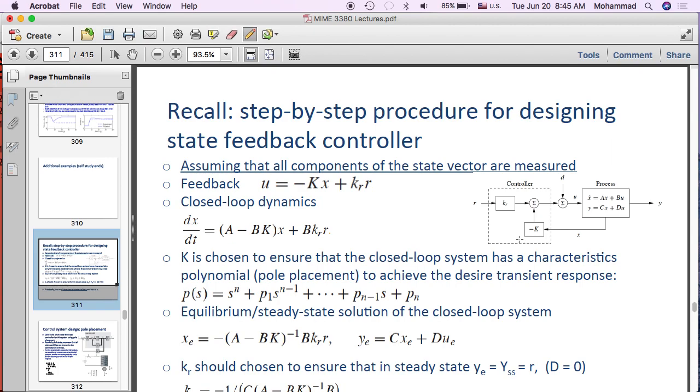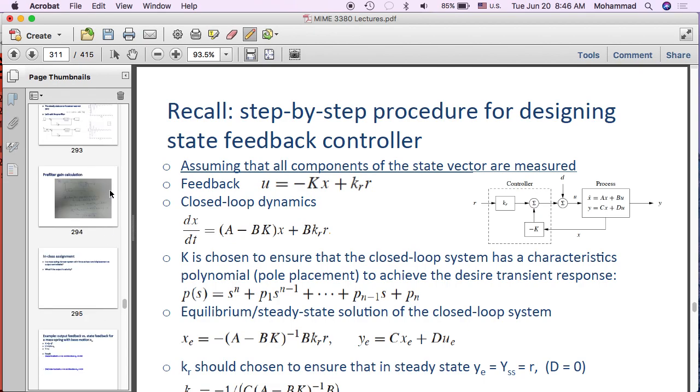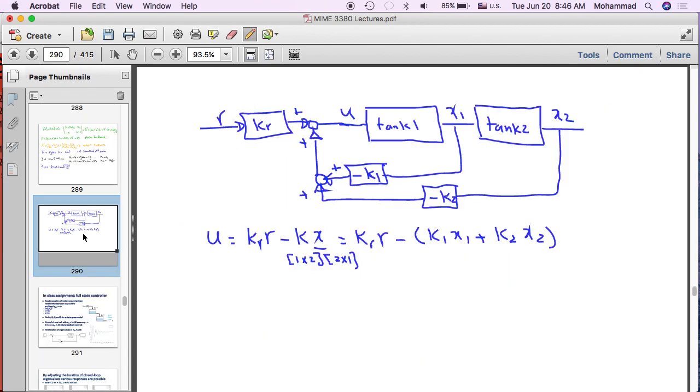So another way to look at the exact same block diagram is this. You feed back X, you multiply it by the block minus K, and you add it to R times KR. Ours is more detailed, so we separate K1 and K2. Now we need to know what goes into the first block as the model for tank 1, and what goes into the second block as the model for the second tank.